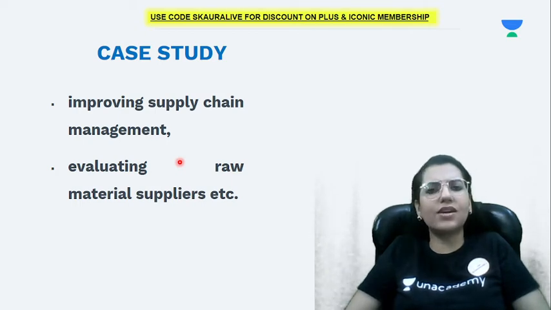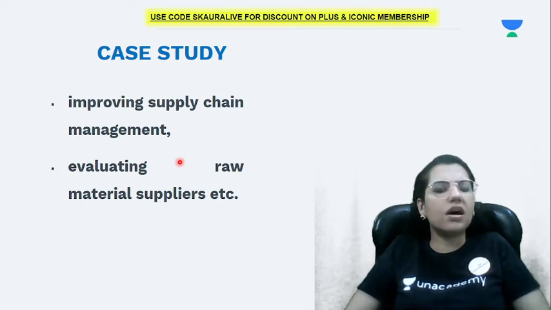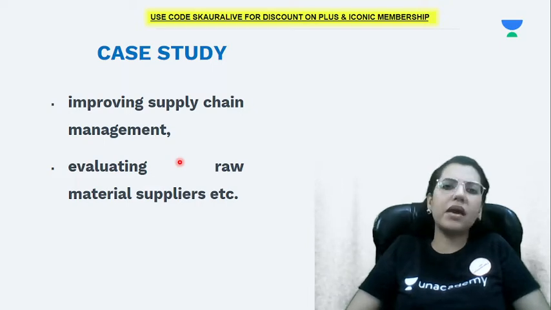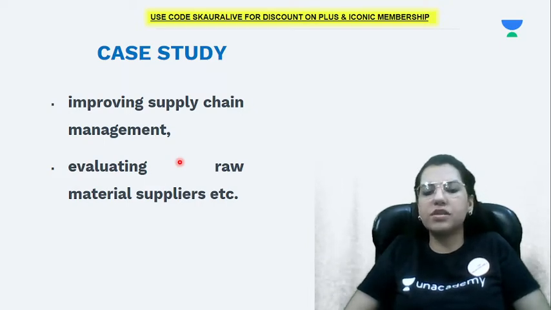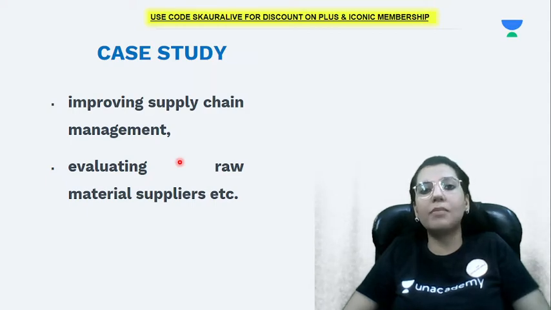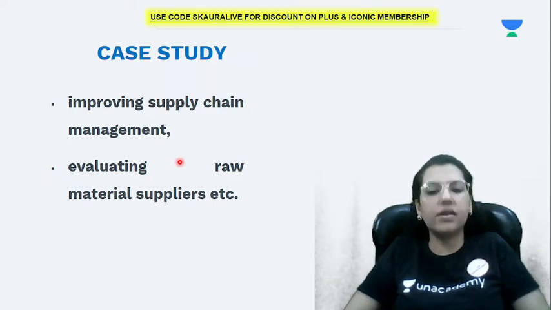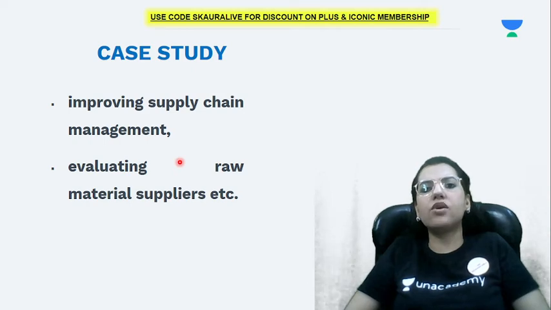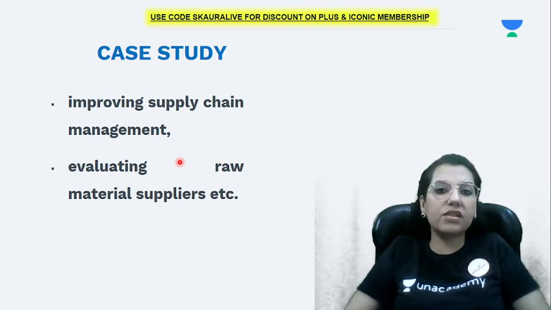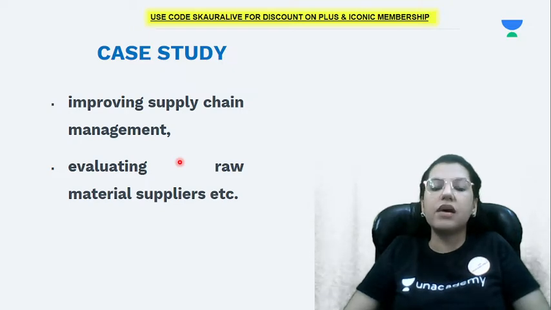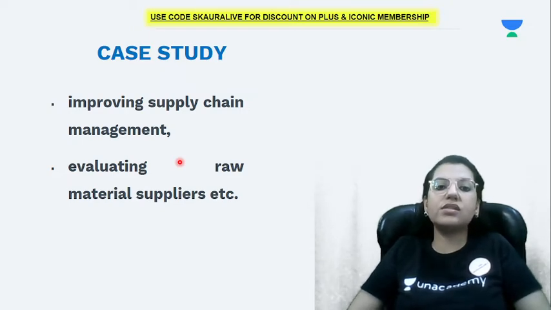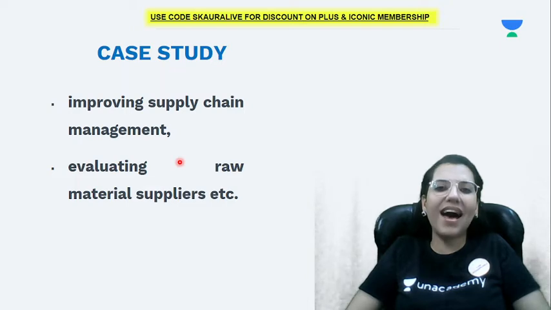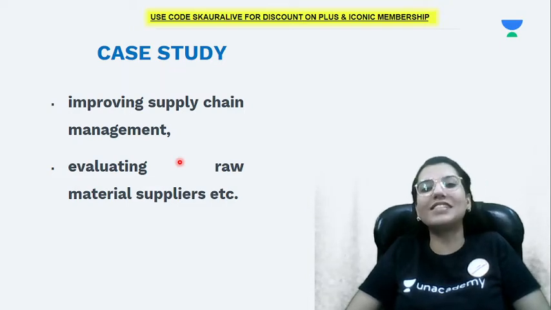If you feel that your product is being damaged in transit, there are a number of factors through which your product could get damaged in transit, right? So maybe now you're brainstorming with your team to find ways to improve the supply chain management. Then you have to evaluate a raw material supplier.